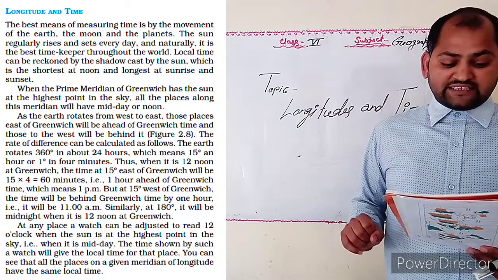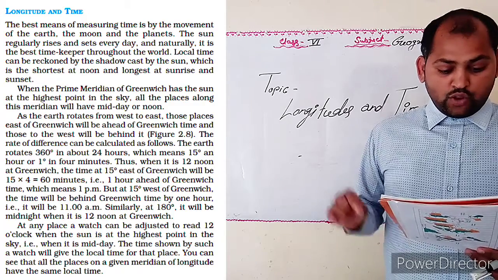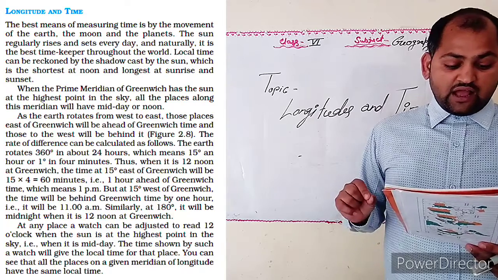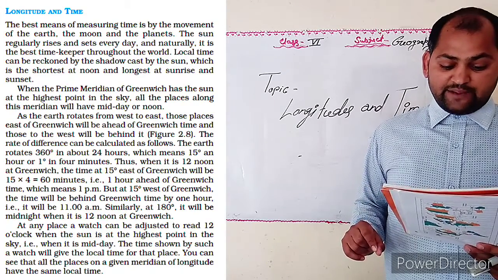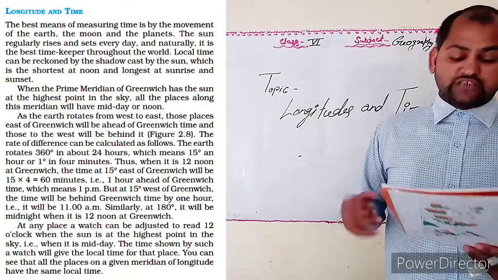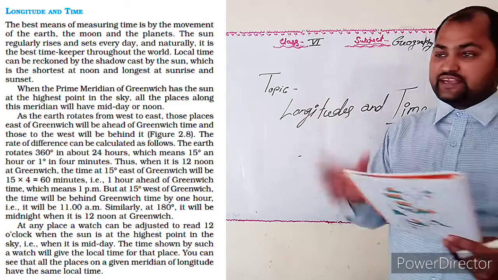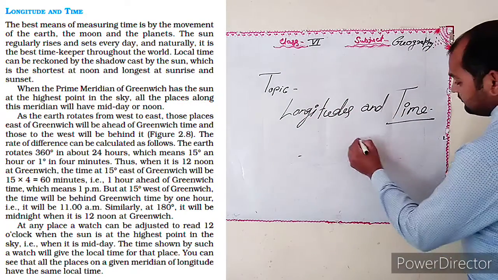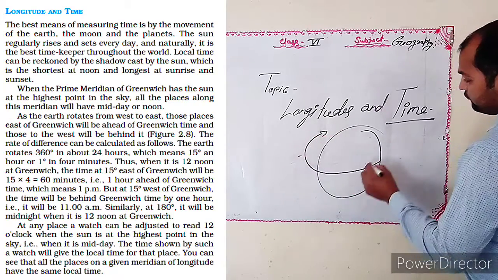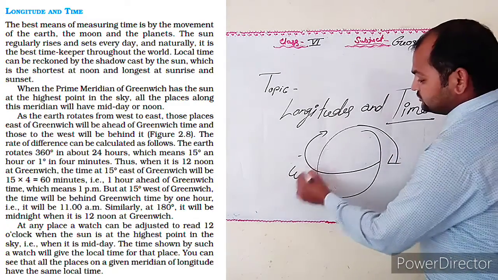The shadow is the shortest at noon and the longest at sunrise and sunset. When the prime meridian of Greenwich has the sun at the highest point in the sky, the places along the meridian will have midday or noon time. The Earth rotates from west to east. What is the rotation of the Earth? From west to east.